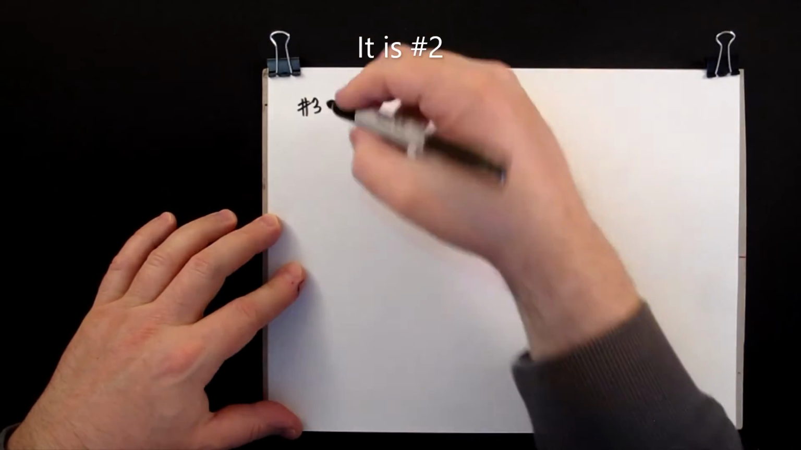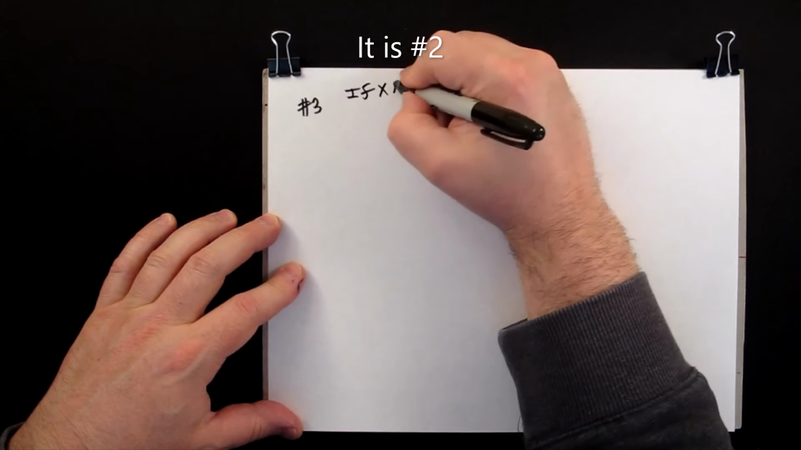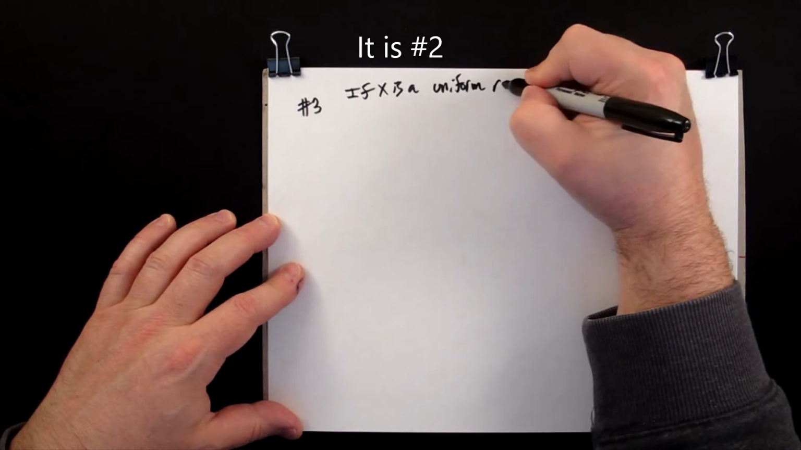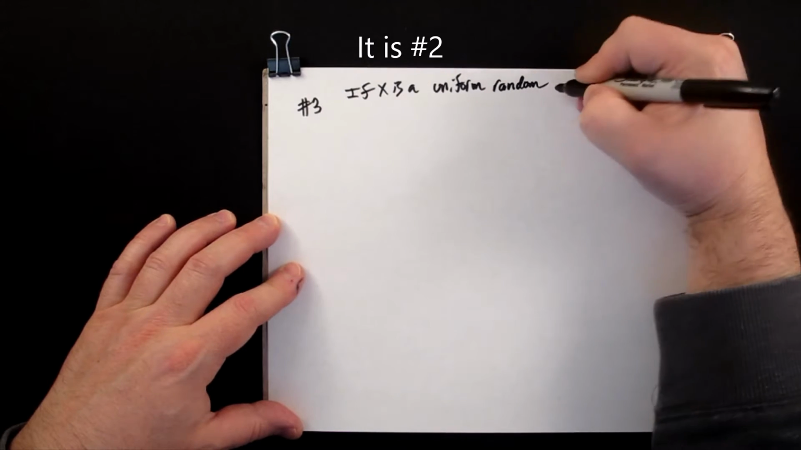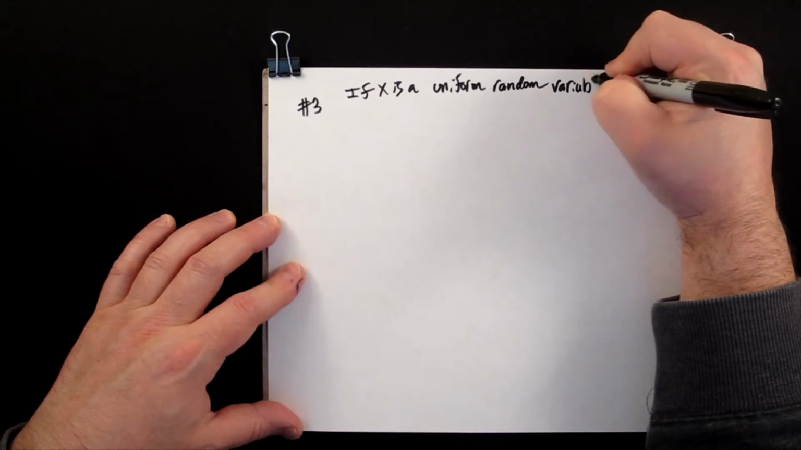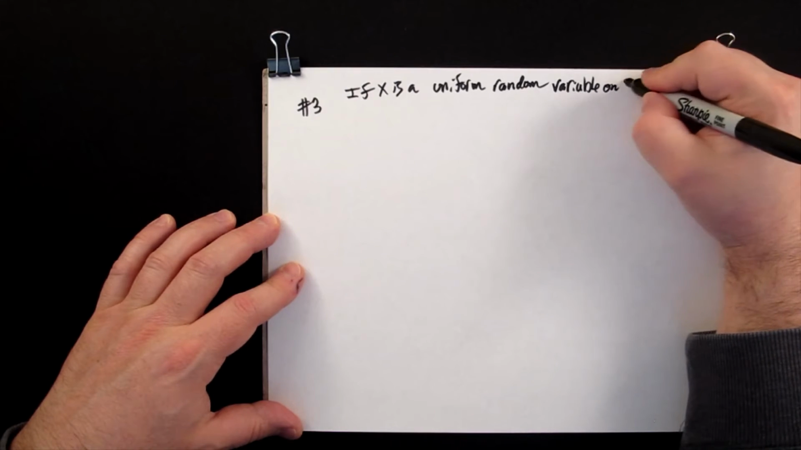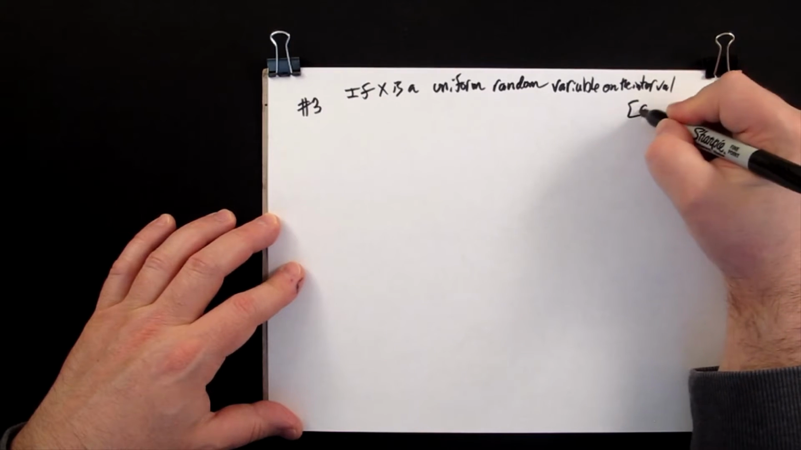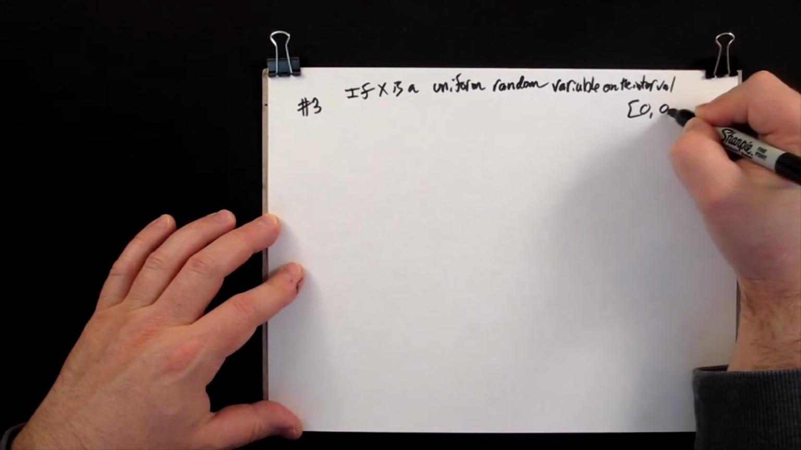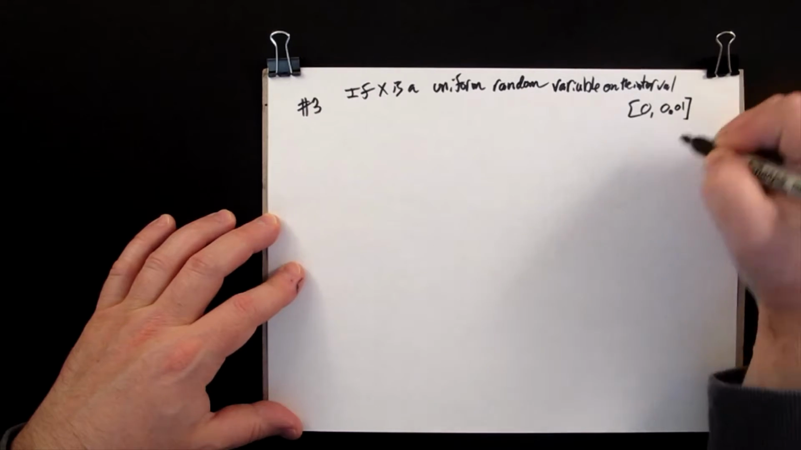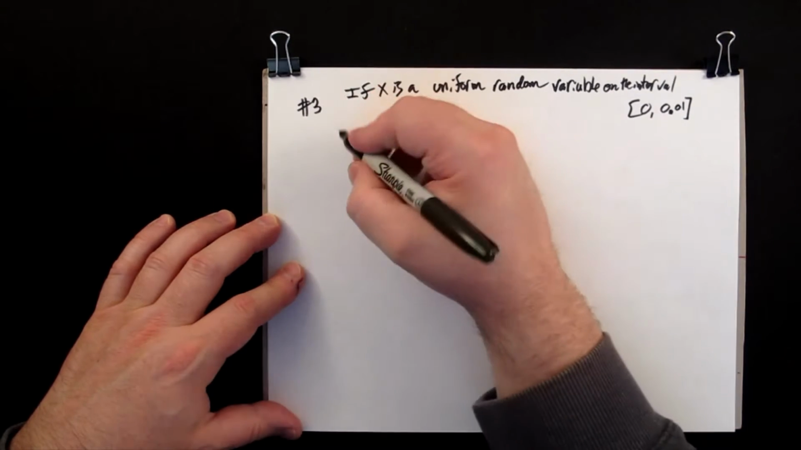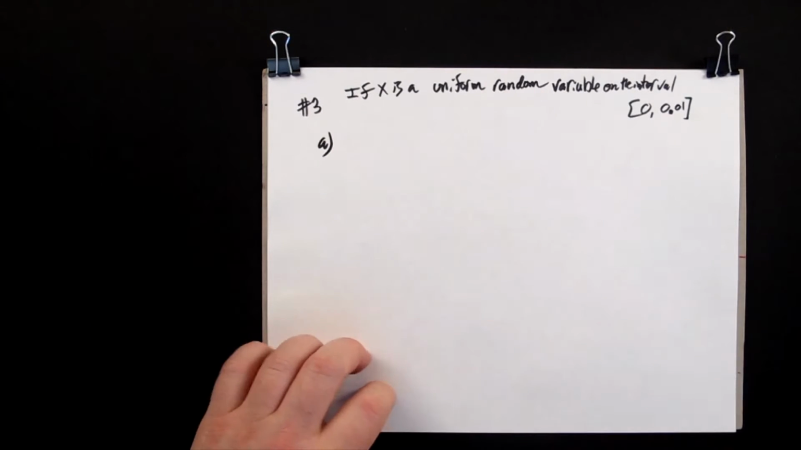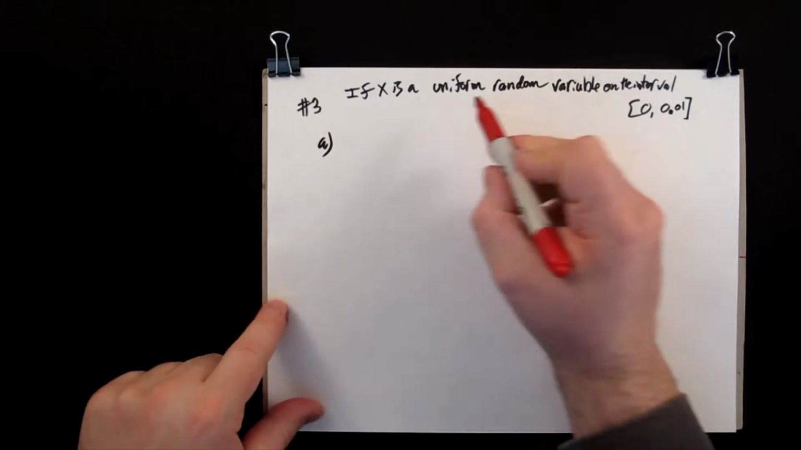Number 3. So if x is a uniform random variable on the interval 0 to 100th, we want to find the probability density function. Okay, so the keyword here is uniform random variable.